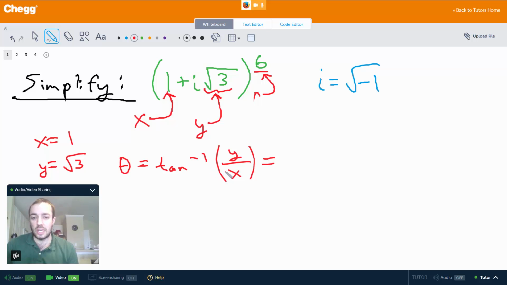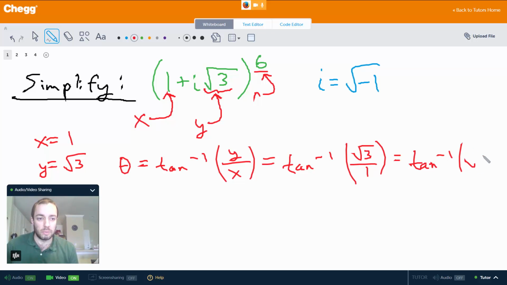Theta is the inverse tangent of y divided by x, which in this case is the inverse tangent of square root of 3 divided by 1. So y divided by x is root of 3 divided by 1, which is just the square root of 3. So we want to take the inverse tangent of the square root of 3. Now, at this point, it's really just a matter of knowing your unit circle, which I highly recommend knowing, and the answer for that is going to be pi over 3. So the inverse tangent of the square root of 3 is pi over 3, so that's our theta.